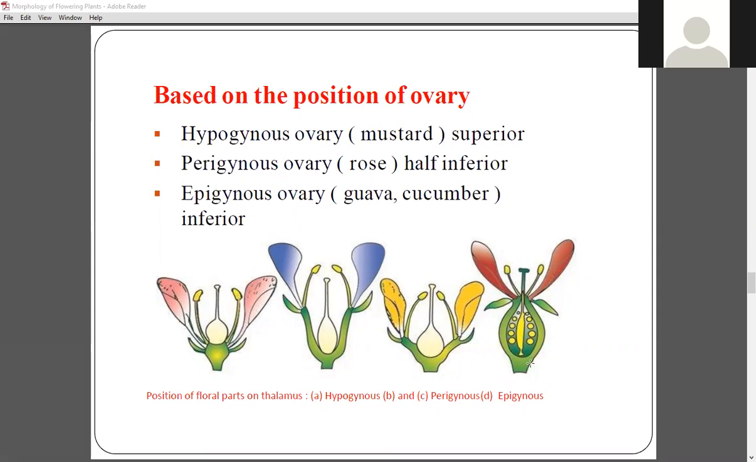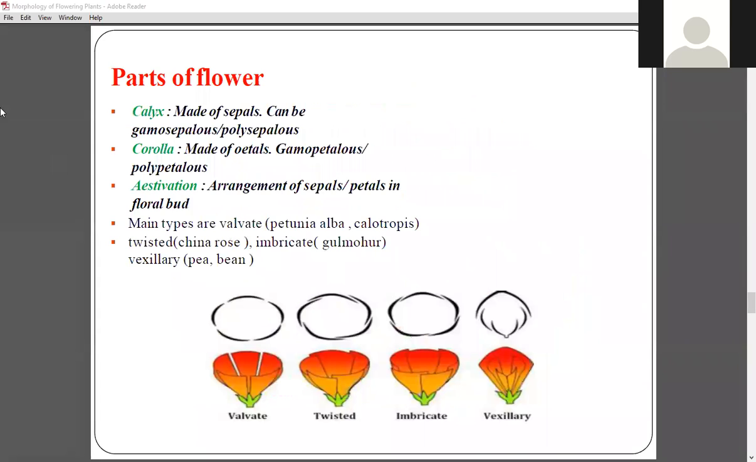So three different types of position are observed: first is superior, second is half inferior, and third is inferior. The hypogynous ovary shows the superior position, the perigynous ovary shows the half inferior position, and the third one, the epigynous ovary, shows the inferior position. So this is all about the position of the ovary, on which the position of the floral parts is based.